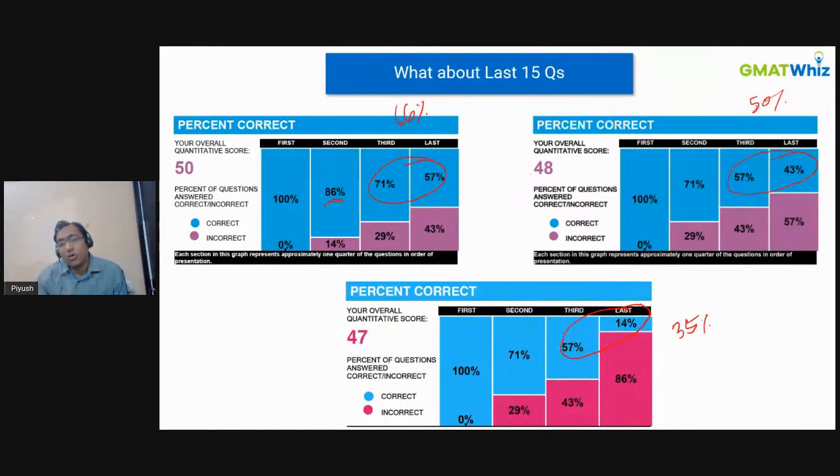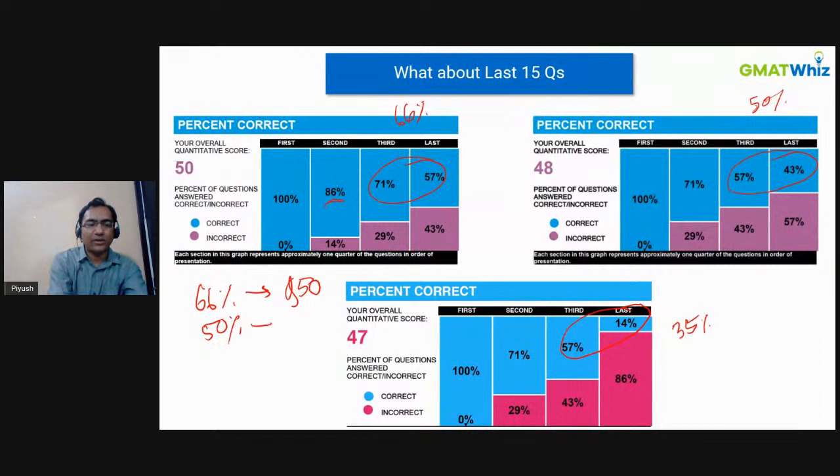But now look at the scores of these 3 students. If you want, I can just write it over here for you. I'm talking about the accuracy in the last 15 questions. 66% translates to a Q50. Let me write that, it will make it easy for you to understand. Q50. And 50%, if I assume everything else was the same, could be between 48 to 49. And if it was 35%, it could basically mean anywhere between 47 to 48.